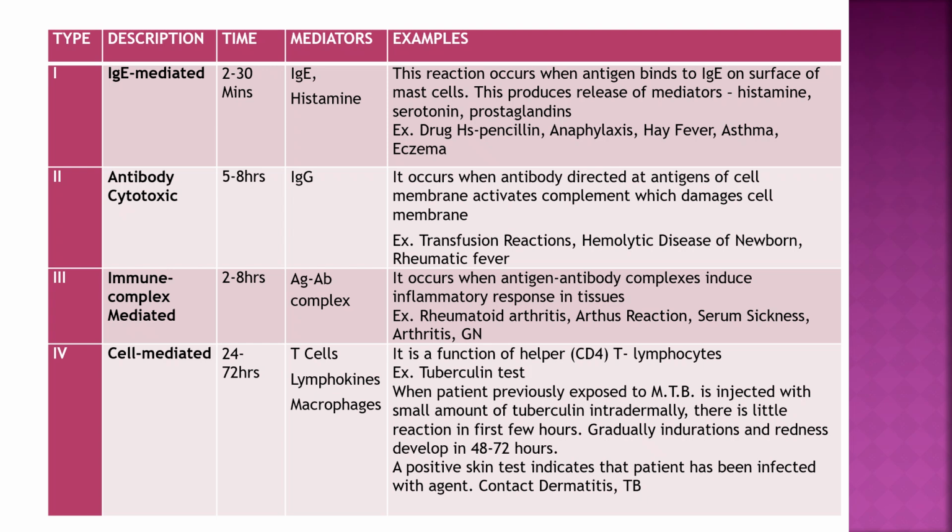Example, the typical one is the tuberculin test. When a patient previously exposed to MTB is injected with a small amount of tuberculin intradermally, there is little reaction in a few hours. Gradually induration and redness develop in 48 to 72 hours. A positive skin test indicates that the patient has been infected with the agent. Examples: contact dermatitis and tuberculosis.